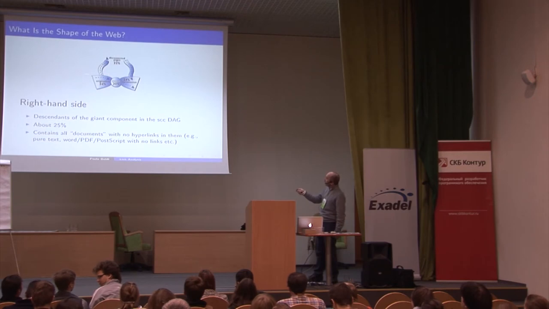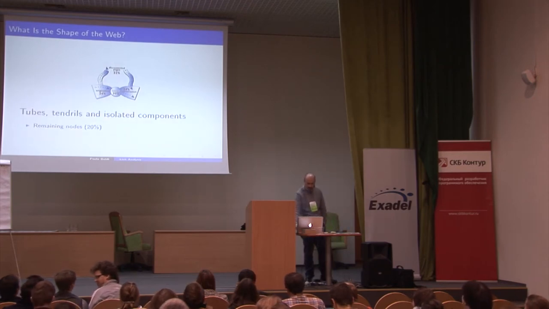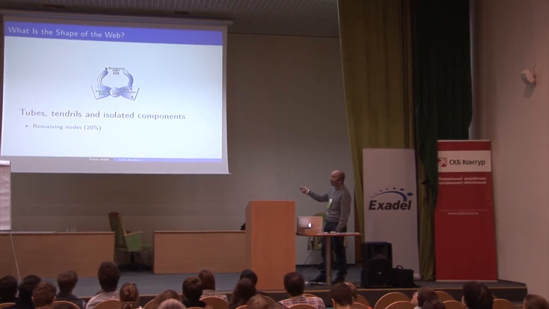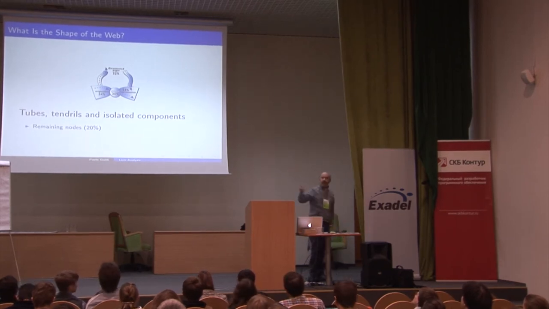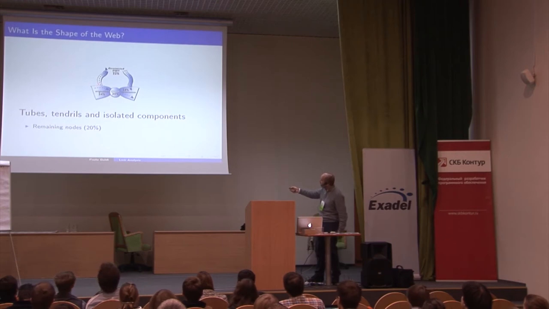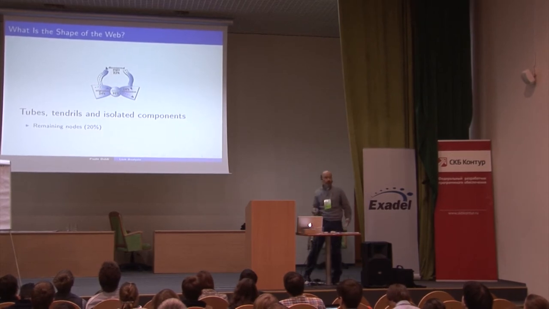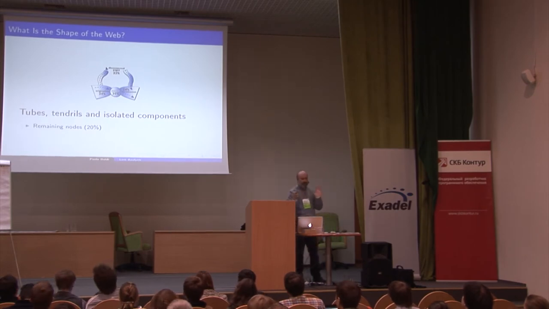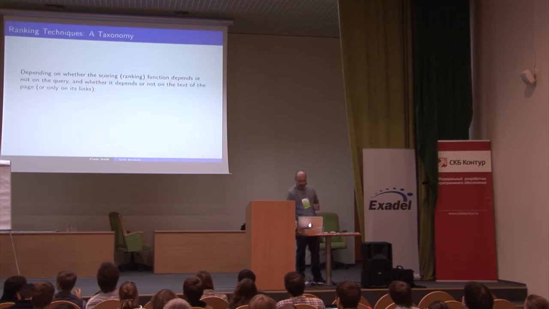So the two parts, the left and the right, contain about one third of the net. And then there are those elements that are called tubes, tendrils, and isolated components. The tubes are like pages that allow you to go from here to here without passing through the core. Tendrils are those small things here. So this is the overall shape of the web.